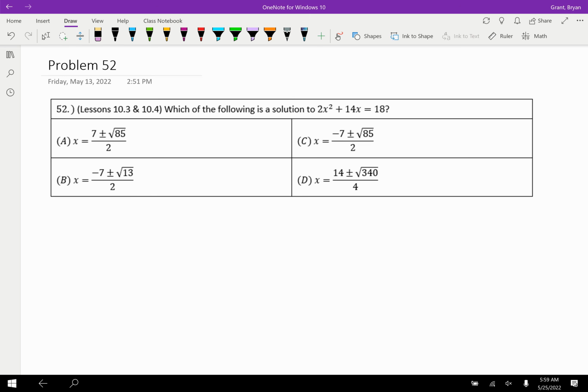Hello, Algebra 1 students, and welcome back to problem 52. This one comes directly from lessons 10.3 and 10.4, which were on the quadratic formula. We are asked which of the following is a solution to 2x squared plus 14x equals 18.